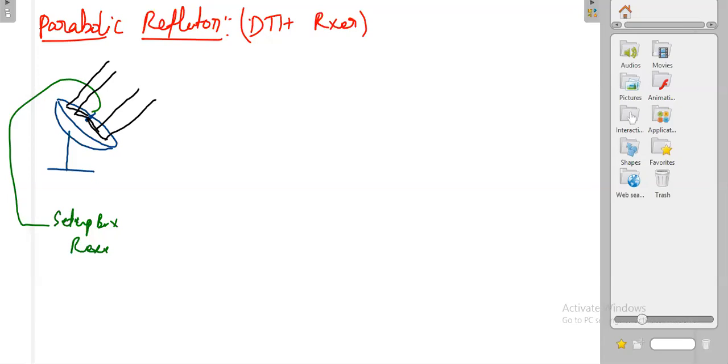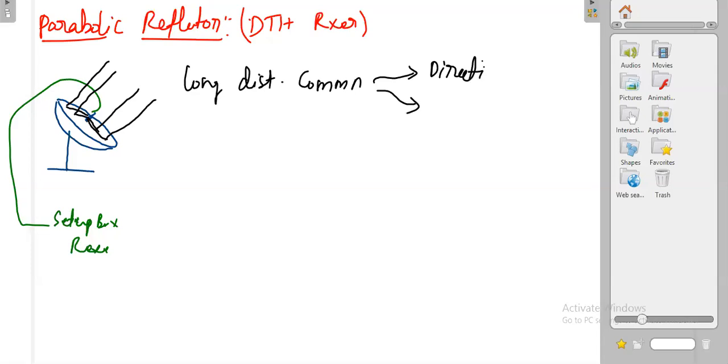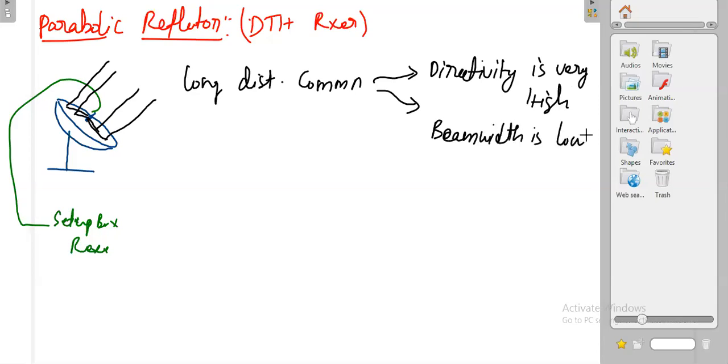So long distance communication: whenever you have long distance communication, directivity is very, very high. Once directivity is very high, definitely beam width is low, a very narrow beam width. So this radiation pattern will have a very narrow beam width.